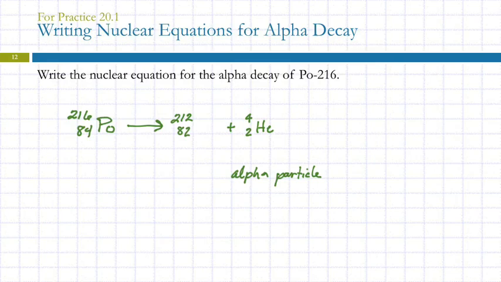Then we have to figure out which element this is. Again, we go back to the periodic table. We look for element number 82. That's lead. So we write the symbol for lead, Pb. Not too bad, right? You've got to remember what the alpha particle is. And then if you just follow this very simple process, there you go. Any questions?